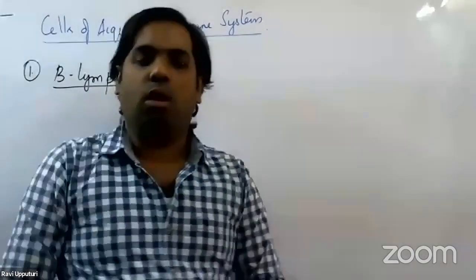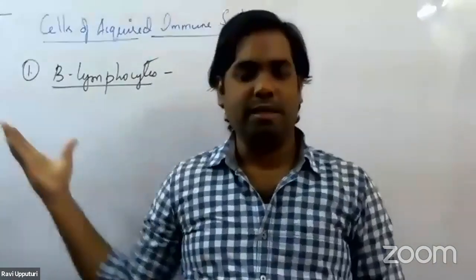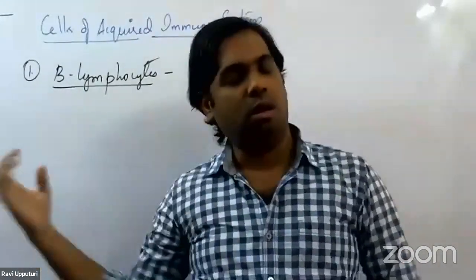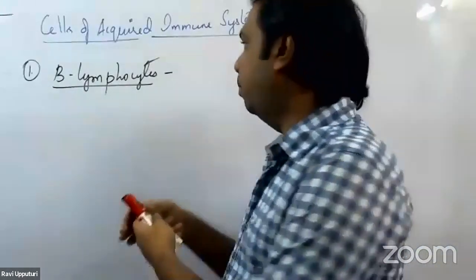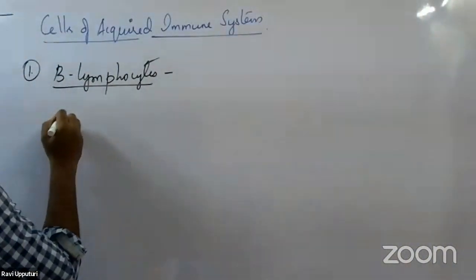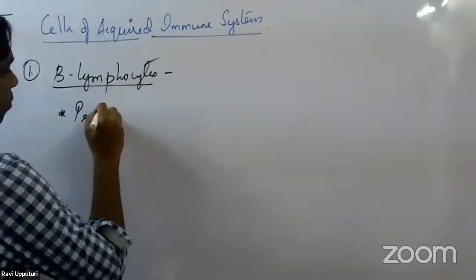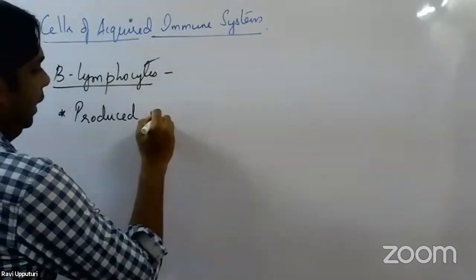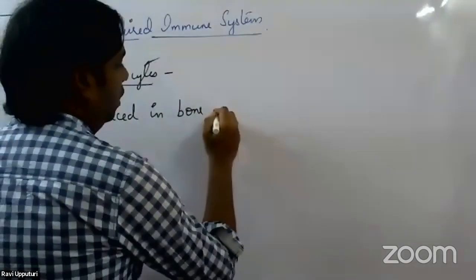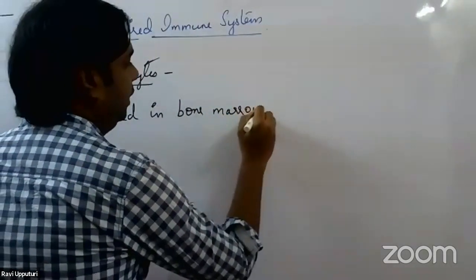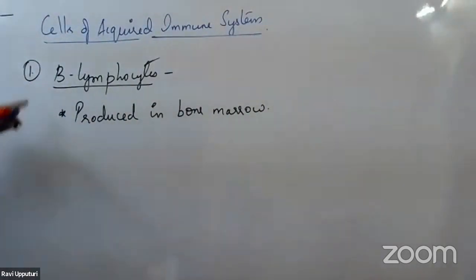So B lymphocytes, or we can simply call them B cells. Now, B lymphocytes are produced in the bone marrow. When we say bone marrow, be very clear, it is the red bone marrow and not the yellow bone marrow. So B lymphocytes are produced in the bone marrow.